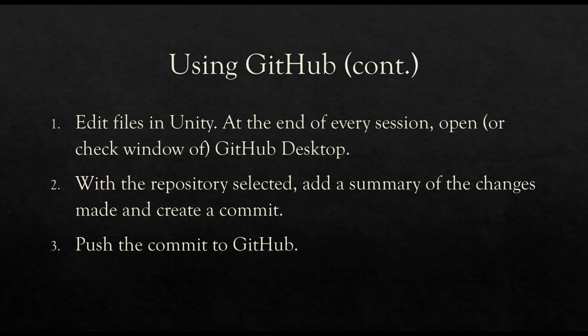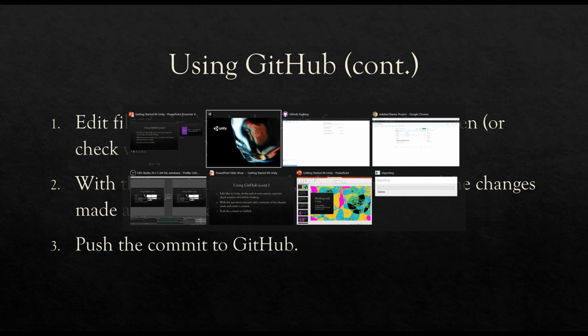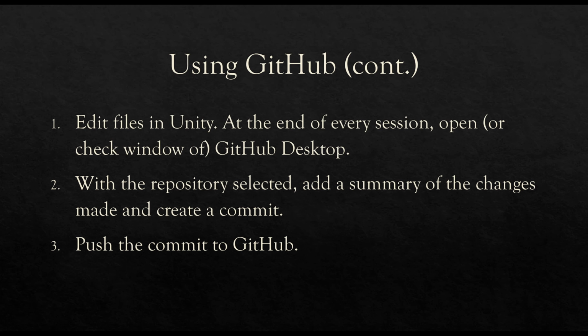So let's verify to see if Unity has caught back up, and it hasn't quite yet. So let's keep that in mind. Once Unity is done, and this of course is the longest step in Unity once it creates the project, we will check in GitHub Desktop with the repository selected we just did. We will again add a summary of the changes, create that commit, that list of changes, and push that commit to GitHub.